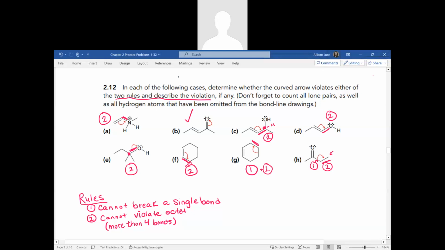So there are 4 more problems for number 12 from chapter 2, so see if you can try those on your own.